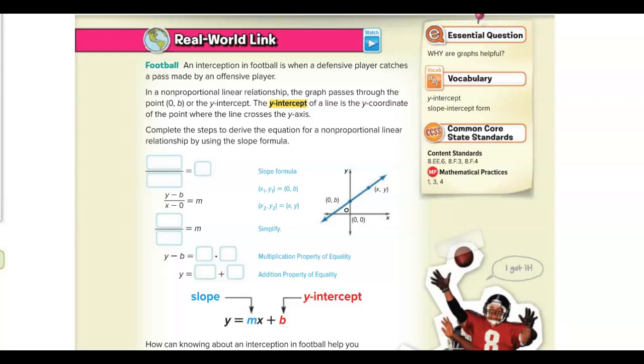Riley, can you tell me about an interception in football? The y-intercept crosses the y-axis, okay? So turn the page. Yep.